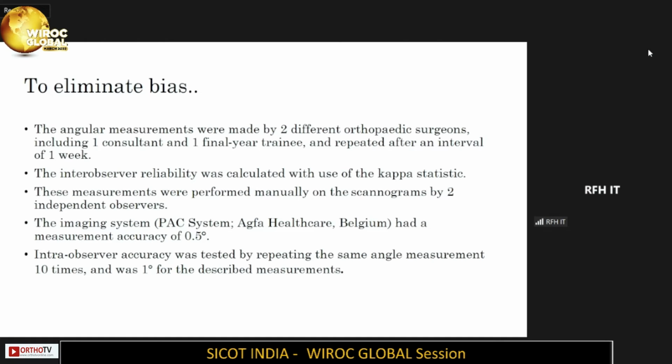These measurements were performed manually with a scanogram by 2 independent observers, and the inter-observer accuracy was tested by repeating the same angle measurement 10 times and was 1 degree for the described measurement.